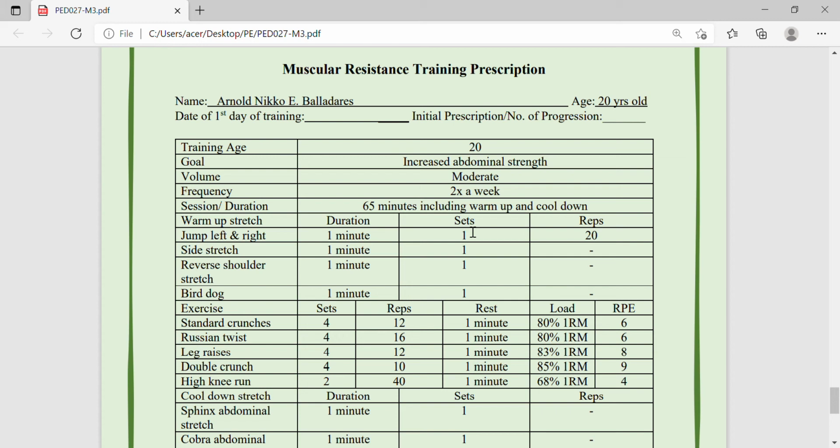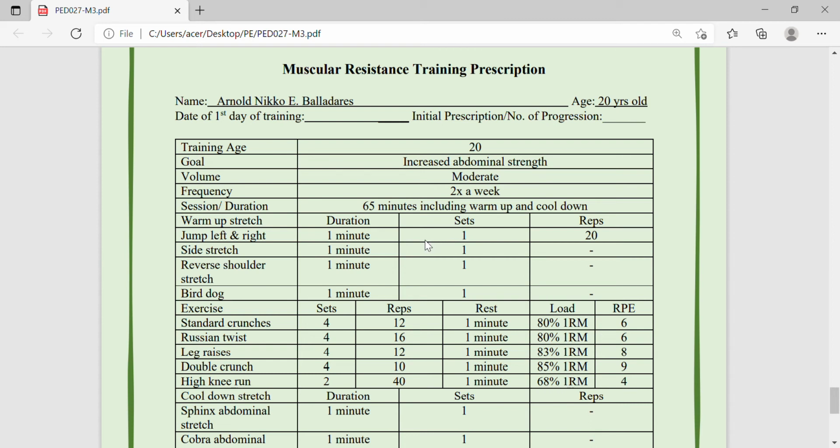We should not startle his body with an immediate intense workout. Intensity should gradually increase along with how his body copes. So for the warm up, we have jumping left and right with 20 repetitions, one set for 1 minute. This warm up should start waking up his legs and feet.